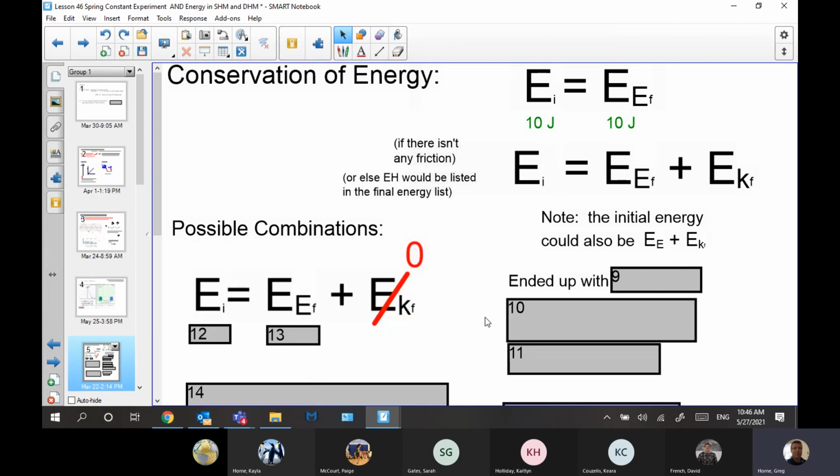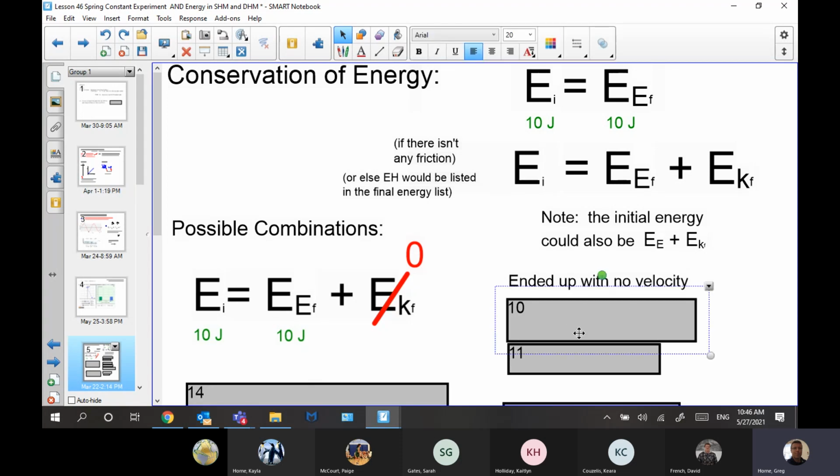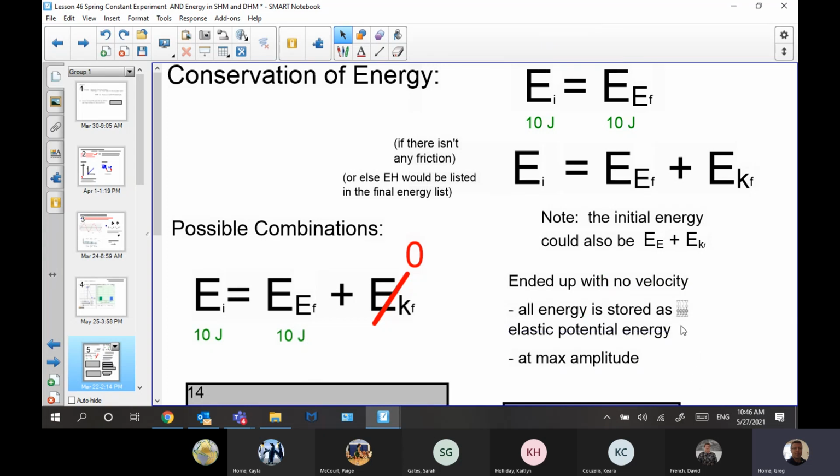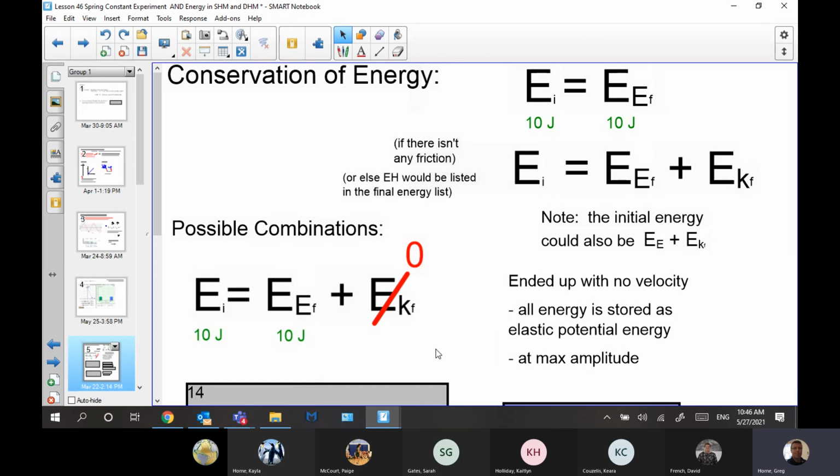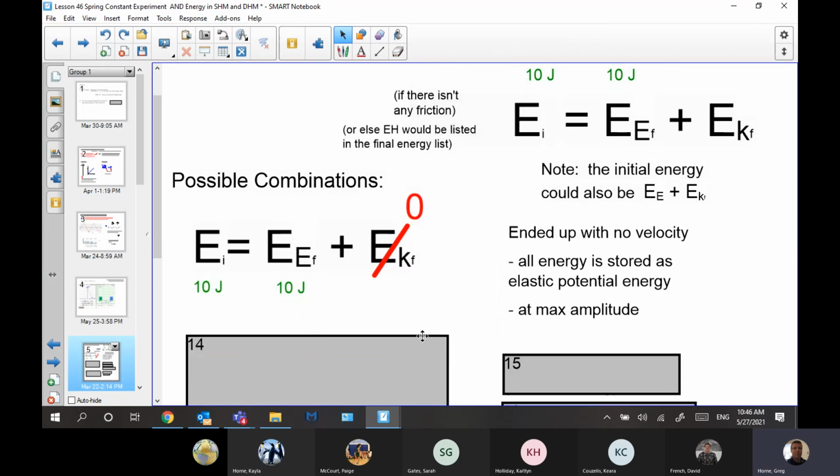So what do I have? Like possible combinations, you know, this is just what I showed on the other page, but we could have 10 joules of energy in the system. So you could have 10 as elastic and none as kinetic, right? So that's at the ends. That's when you have no velocity, and so that's at your maximum amplitudes. It stores elastic potential energy. That's when you're at maximum amplitudes.